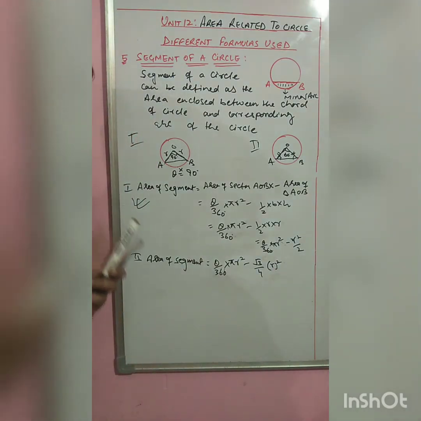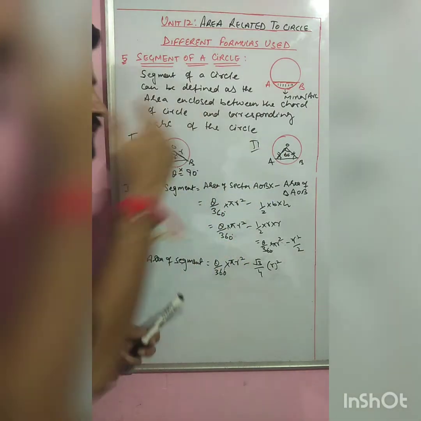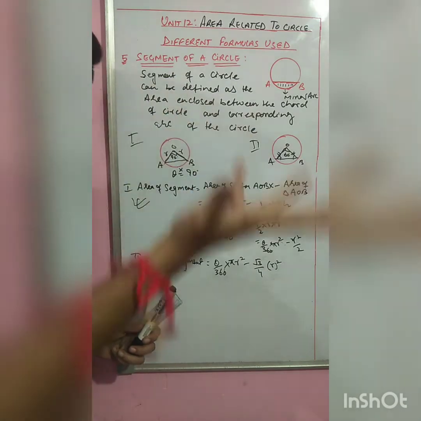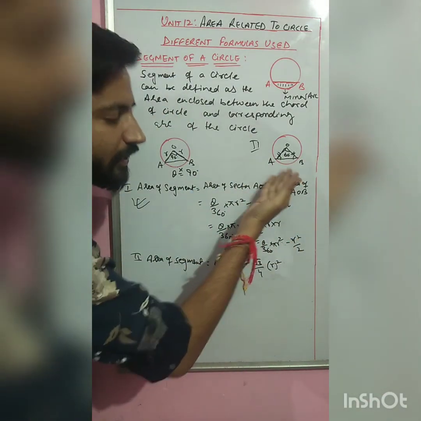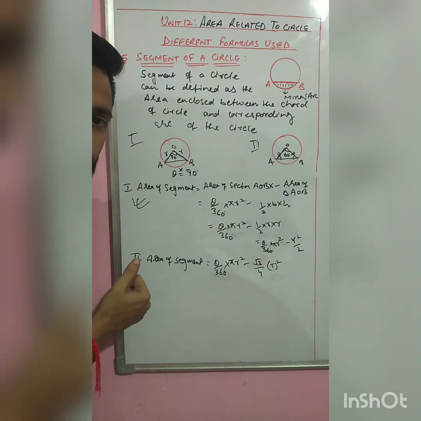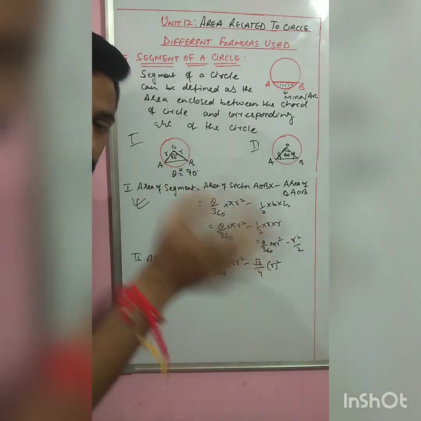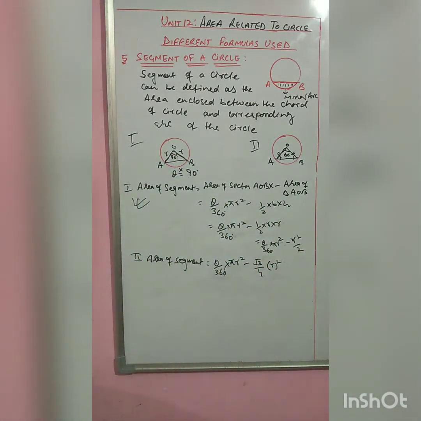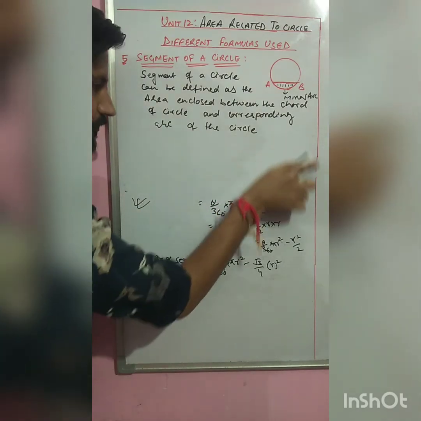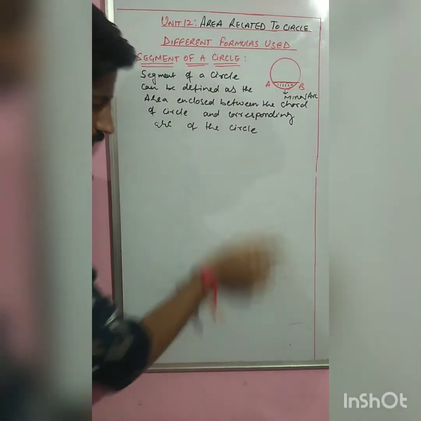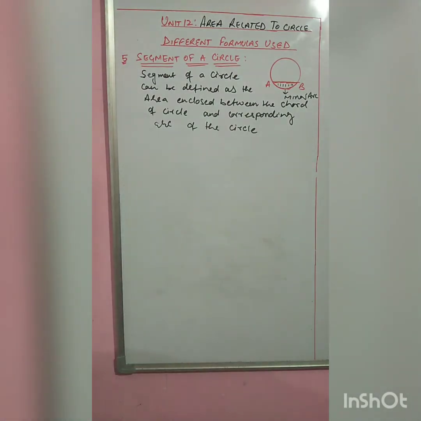But when this angle is not 90 and not 60, it means the angle is other than these, then neither the equilateral triangle area nor half into base into height should be used. Then we have to find out the base and the height. So let's see what we have to do in that case. Let us again have a bigger circle there.